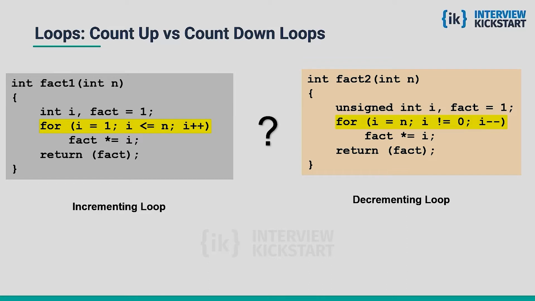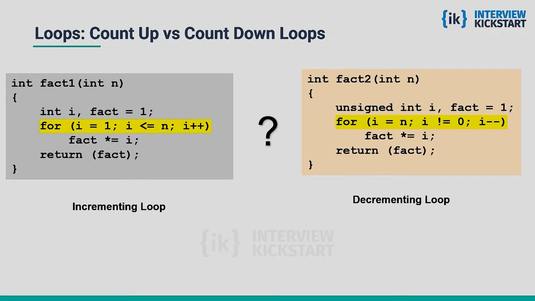Since multiplication is commutative, one can do the multiplication starting with 1 and ending with n, or you can start with n and end with 1. So functionally, they are equivalent. Apparently, they seem to have no difference in terms of extra operations. So are they the same? Let's have a look.